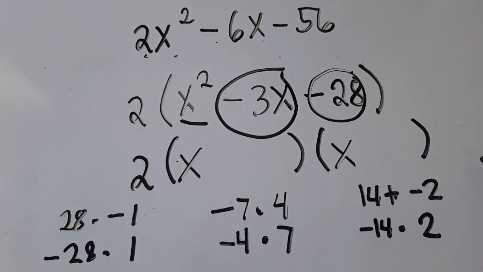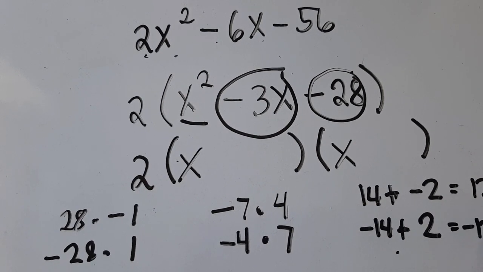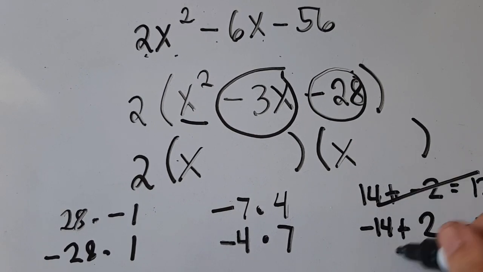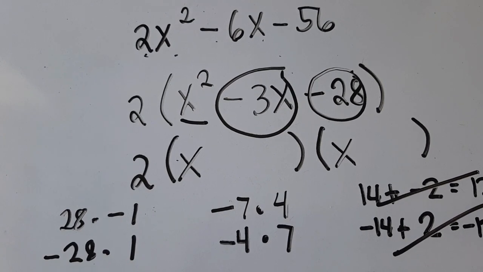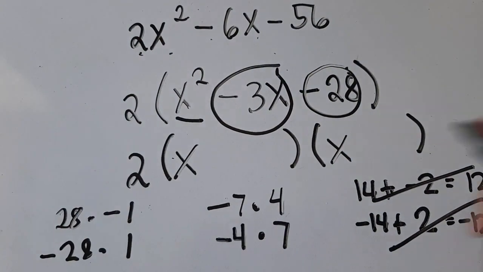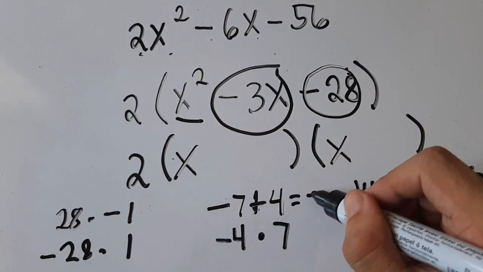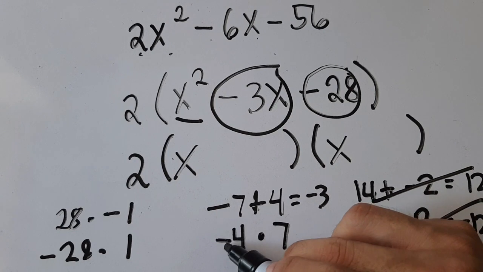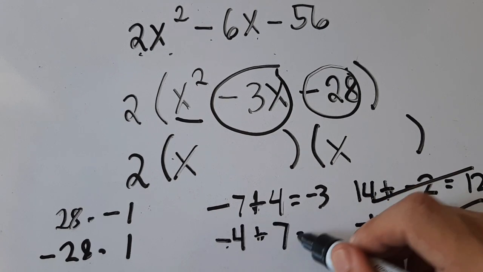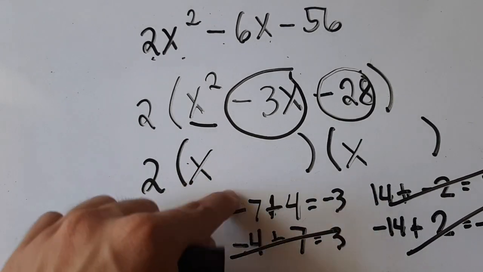14 minus 2 or 14 plus negative 2, the answer is 12. Negative 14 plus 2, the answer is negative 12. So hindi na sila pwede. Since hindi nila nasasatisfy yung given natin na negative 3. Next one, this one, negative 7 plus 4. So we have negative 3. And then negative 4 plus 7, the answer is positive 3 naman. So hindi na siya pwede. May isa na tayong natira.